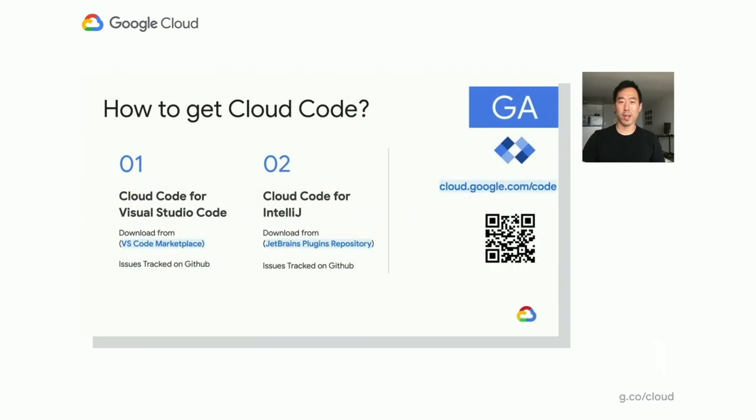Cloud Code is available for free for Visual Studio Code and the JetBrains IDEs from the respective plugin marketplaces. We have public issue trackers on GitHub and would love to hear if you have any feedback after trying it out. Now onto the fun stuff. Bálint is going to show you how to get started with Cloud Code for VS Code.